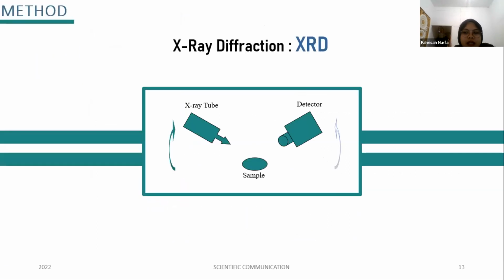If we see this illustration, there is an X-ray tube that shoots X-rays to the sample, and then the sample becomes unstable and must release energy to achieve stability again. So the detector will record the energy as a signal and obtain the sample mineral phase.